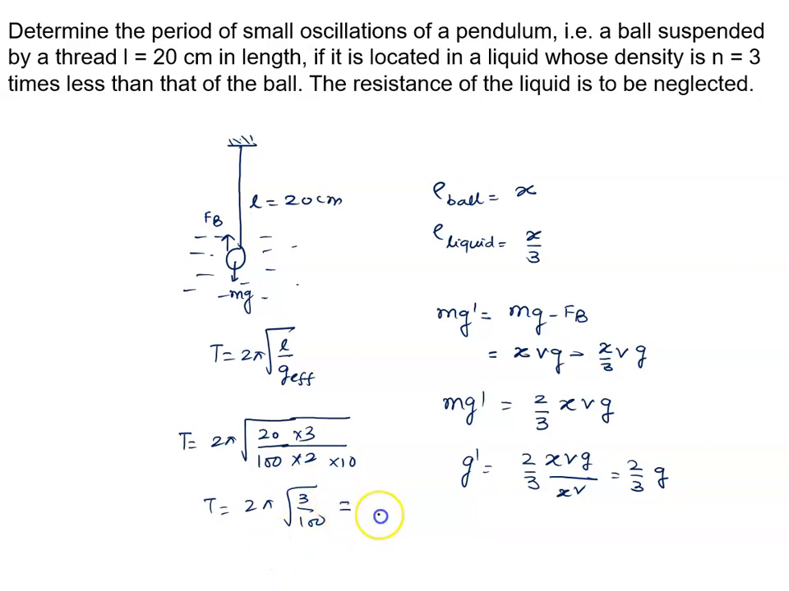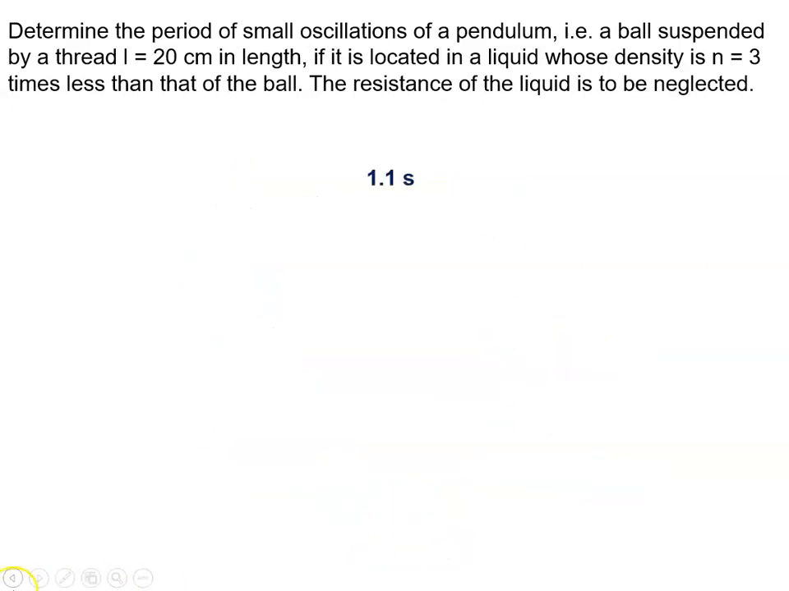Now further we will solve it. It is 2 pi root 0.03. Now we will solve with the help of the calculator. After solving, we will get it is 1.09 second approximately. So final answer of the problem will be 1.1 second.